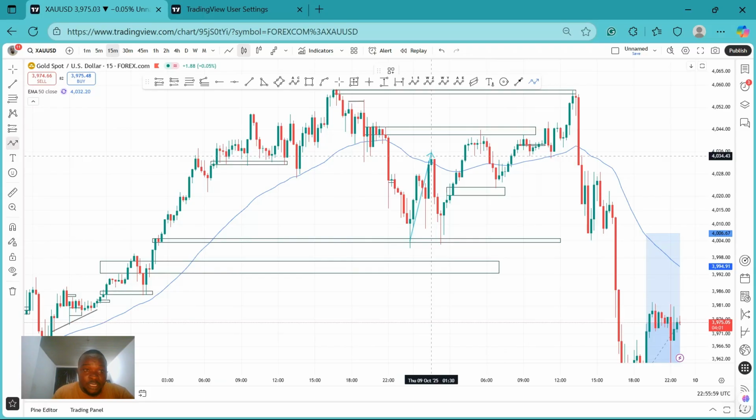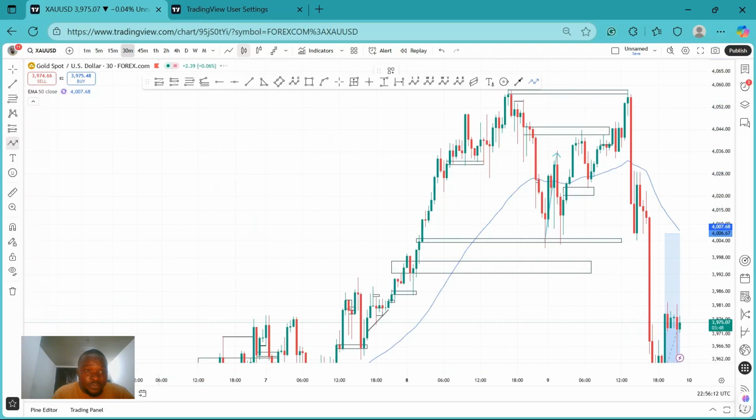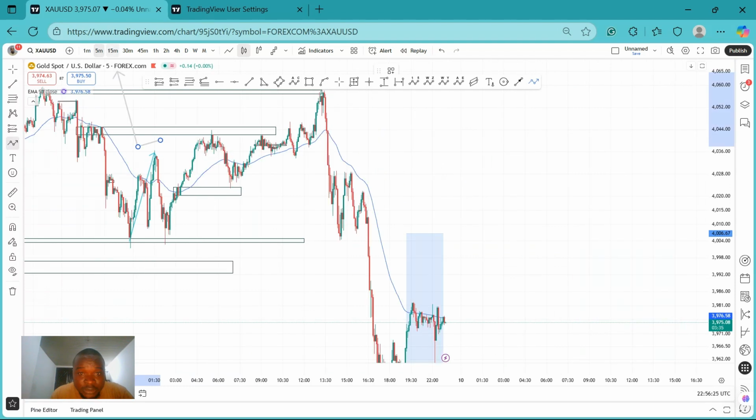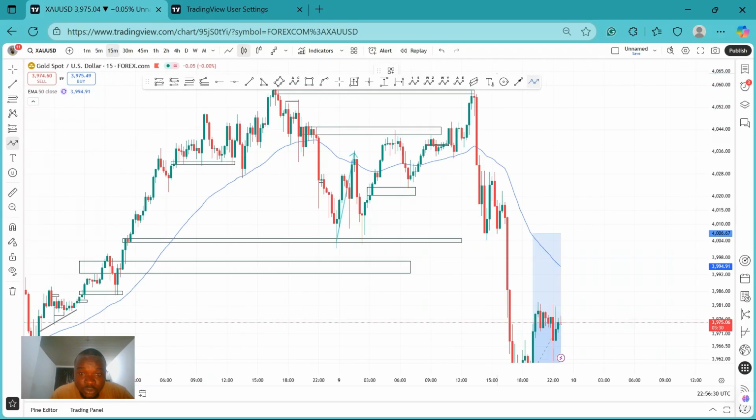So that other block here, you can see it better on 15 minutes. You can see that there was this other block that the price came to touch after the price tested the zone. So I was expecting that price is going to respect this other block, this tiny guy over here.